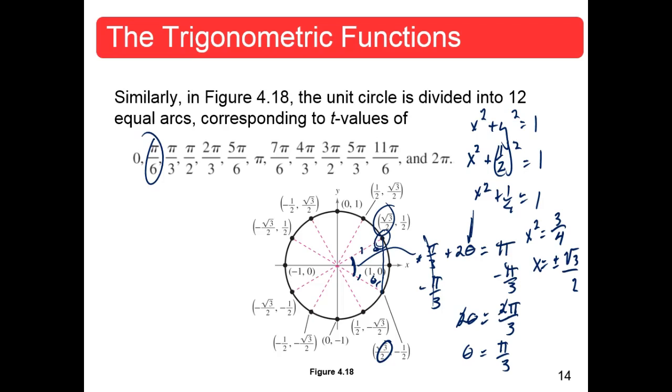So before we had 8 values. Here we have 12 values. A few of these are common. This one, that one, that one, that one, that one are common to both. But now we have a whole bunch of points, and we know the angle, the t value, and we know its coordinates. Get to know them.